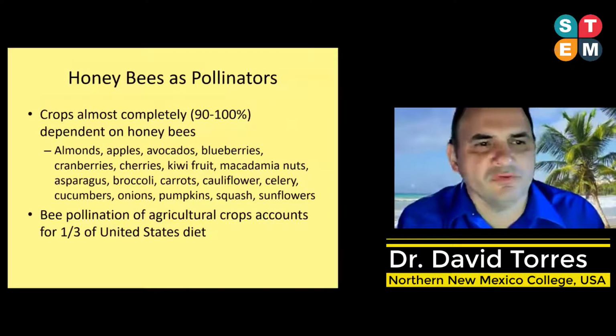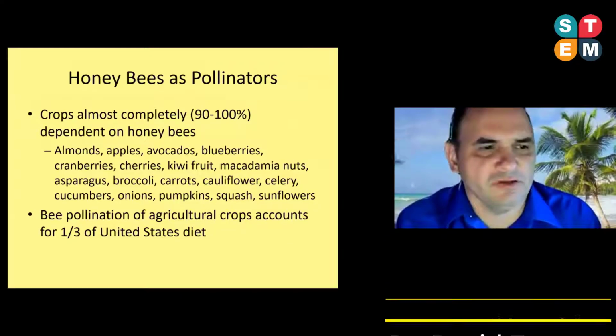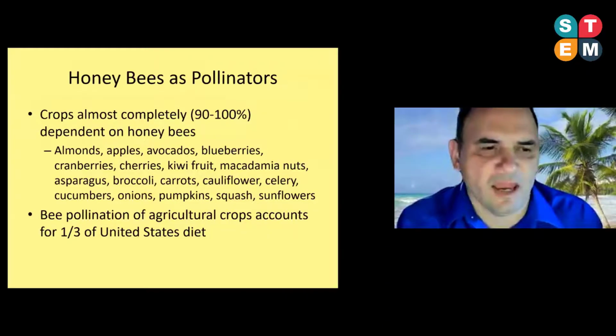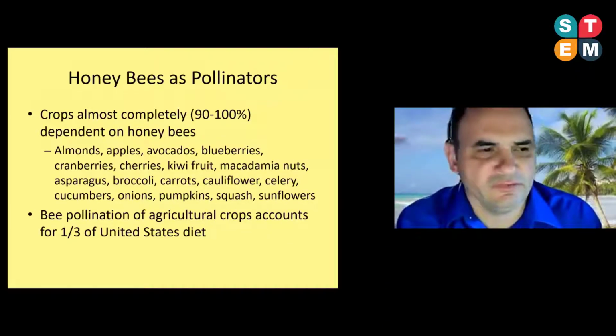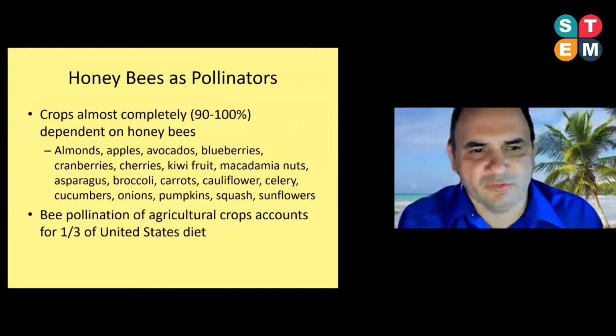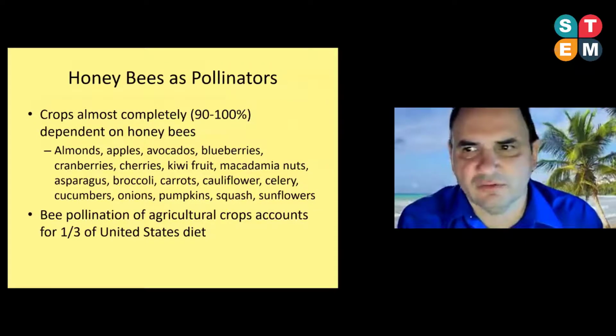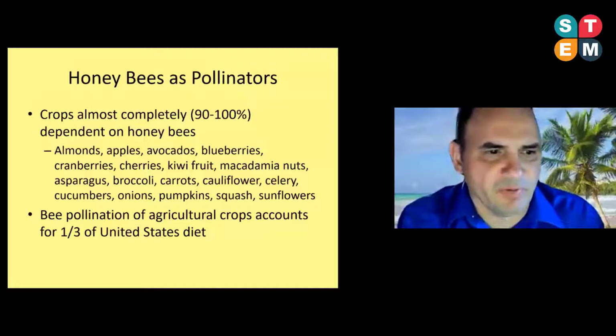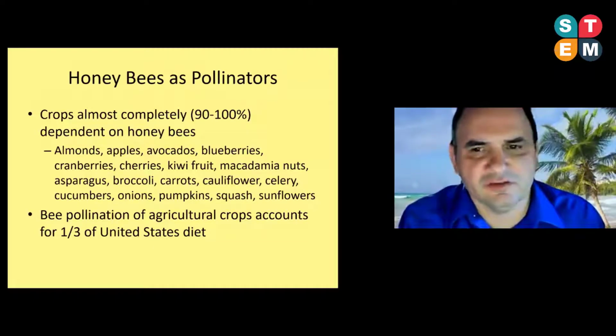So the crops that are almost completely dependent on honeybees for pollination include almonds, apples, avocados, blueberries, cranberries, and so on, up through pumpkin, squash, and sunflowers. And the bee pollination of agricultural crops accounts for a third of the United States diet.